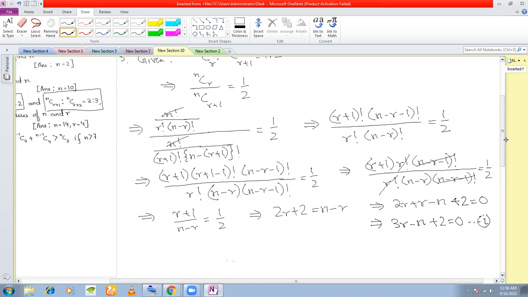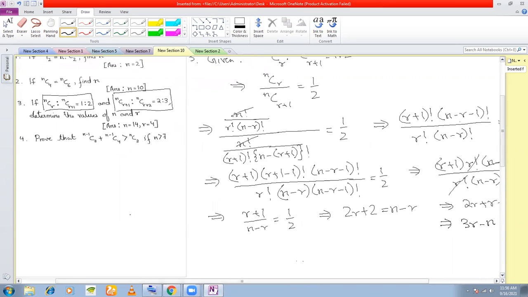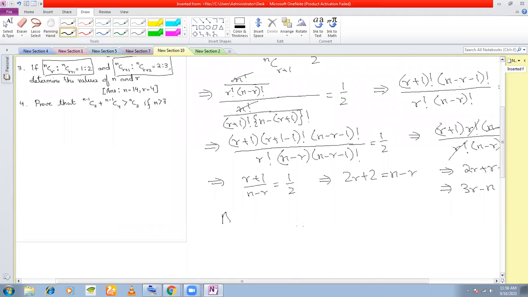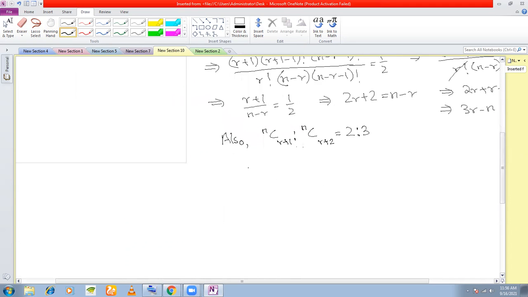Okay. Now if you see, the second condition is also given here. Second condition is nC(r plus 1) is to nC(r plus 2) is equal to 2 is to 3. This again, if you put the formula and simplify, we are going to get another equation in n and r. So you get nC(r plus 1) by nC(r plus 2) is equal to 2 by 3.